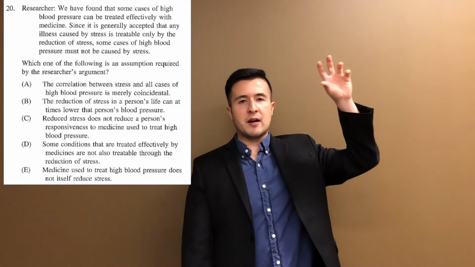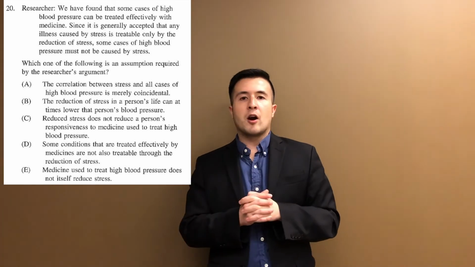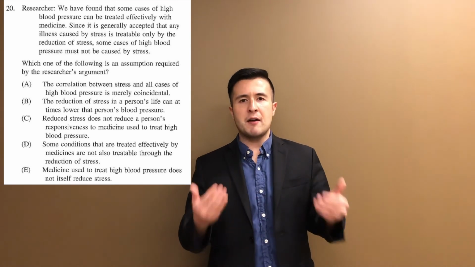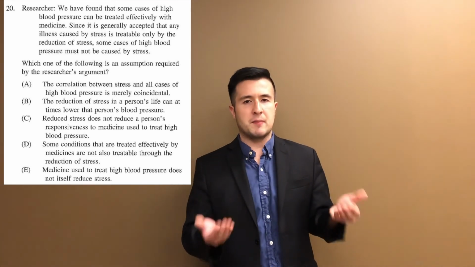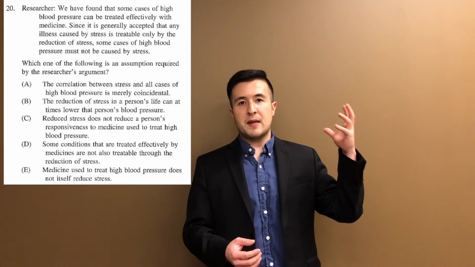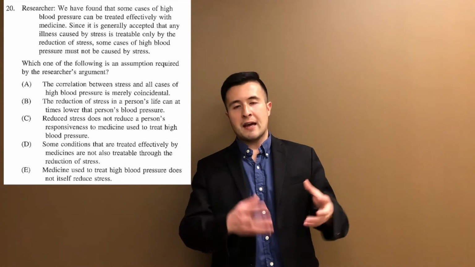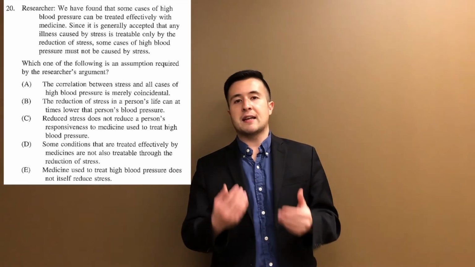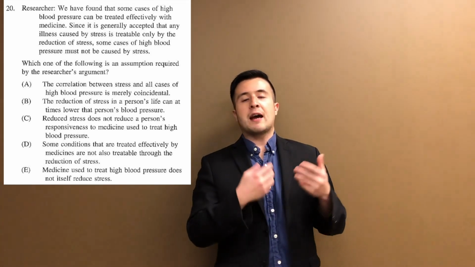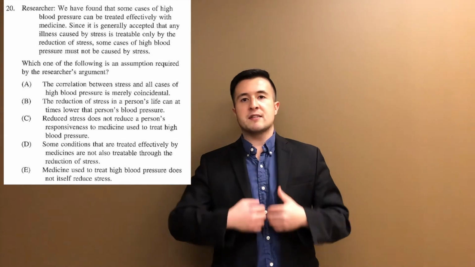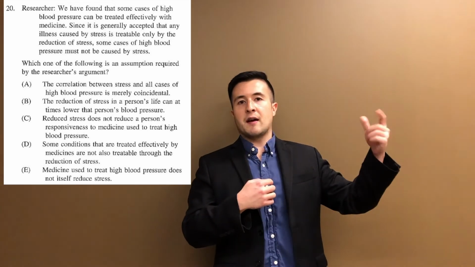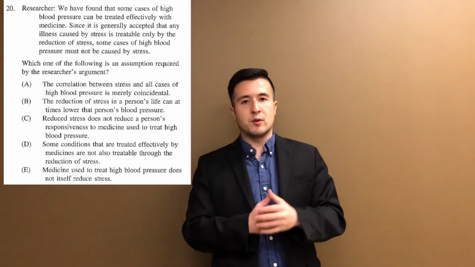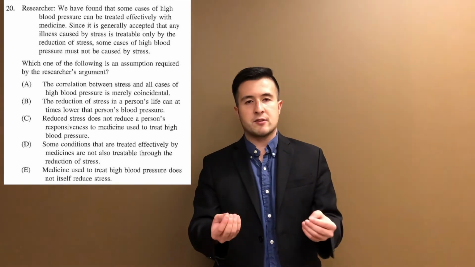So as I said, now we've got our premises and conclusion. Are there any gaps in this? We don't have any shifts in language in this question, but we do have a fairly sizable assumption being made. And that is that medicine that's being used to treat high blood pressure cannot or does not reduce stress. Because what that would mean is that if medicine reduced the stress, you could have a situation where the stress is the cause of the high blood pressure, the effect of the medicine is to reduce the stress, and therefore the high blood pressure goes away. So that would be the perfect pre-answer in this circumstance.